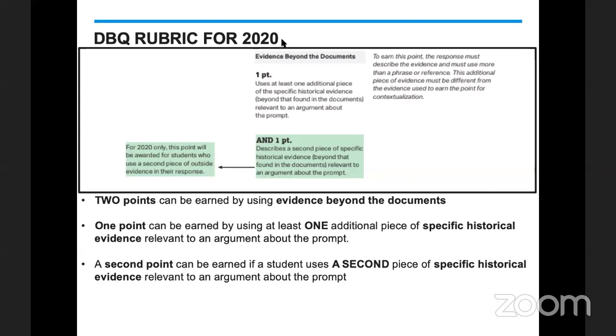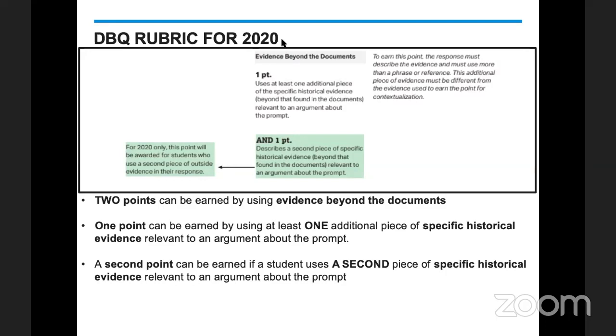In the original rubric, you earned a point for using evidence beyond the document. Now they've expanded that to a point and a second point. One point is earned by using at least 1 additional piece of specific historical evidence relevant to an argument about the prompt that is not from the documents. But you can also earn a second point if you use a second piece of specific historical evidence relevant to an argument beyond the prompt. We think about that in relation to sourcing and using the documents.